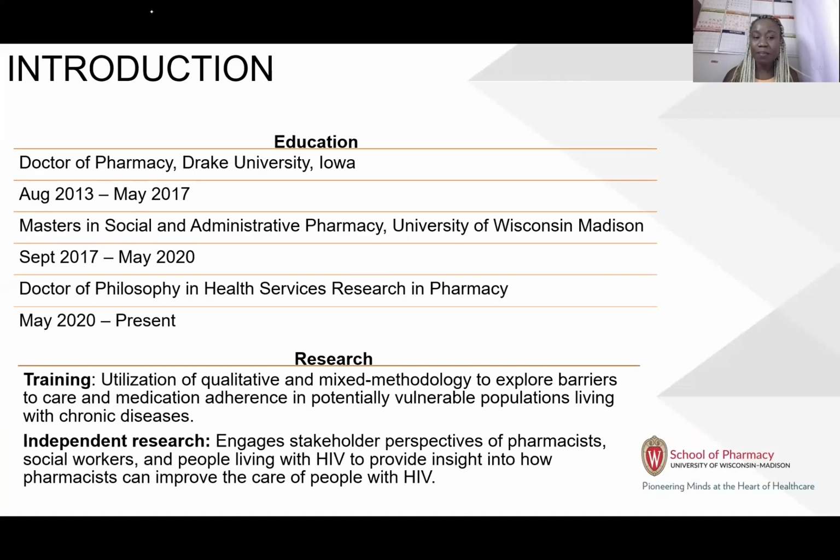I am being trained as a qualitative and mixed methodology researcher, and I generally explore barriers to care and medication adherence in potentially vulnerable or historically marginalized populations living with chronic diseases, so diabetes and/or HIV. For my independent research, I engage key stakeholder perspectives, of pharmacists, social workers, and people living with HIV, to provide insight into how pharmacists can improve the care of people living with HIV. So I really get to incorporate my pharmacy degree into my research.